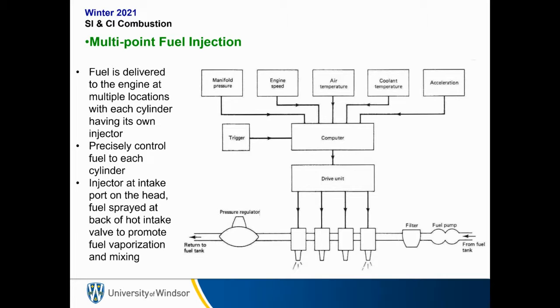So not only do we have better air-fuel ratio control in each cylinder, we also get better mixing, because we can put the injector right at the intake port on the head, and we can spray the fuel onto the hot intake valve to promote fuel vaporization and mixing. In other words, multi-point fuel injection is just a much better way to make sure the air and fuel are mixed as well as possible, and that we have tight air-fuel ratio control.